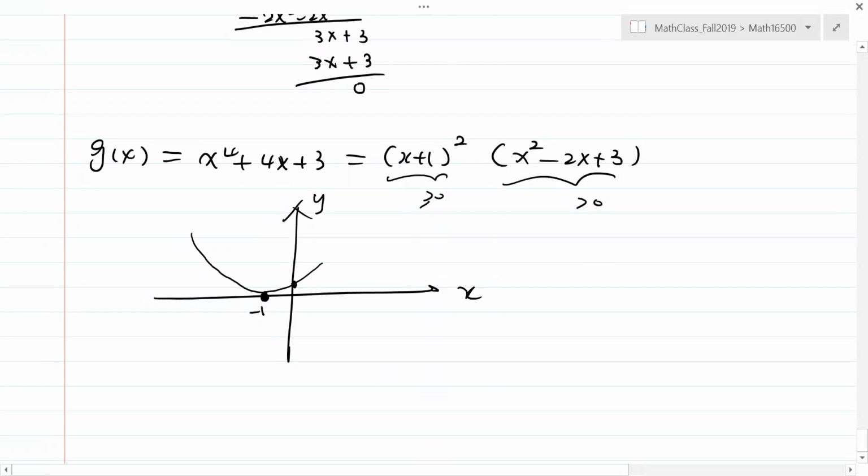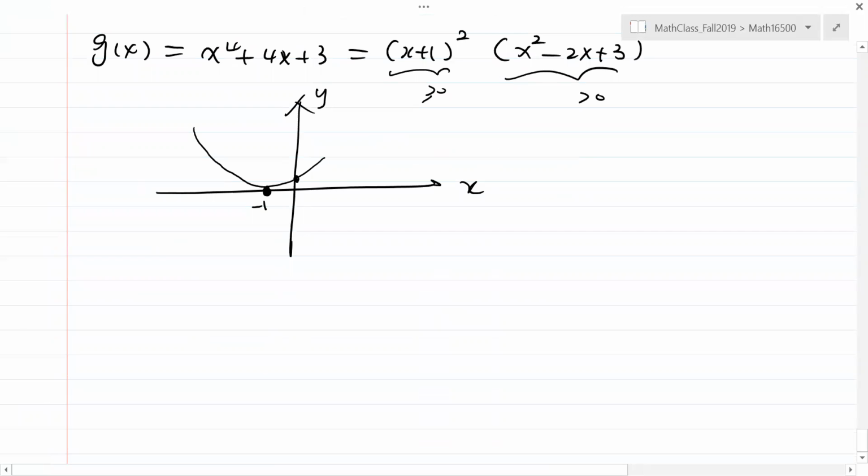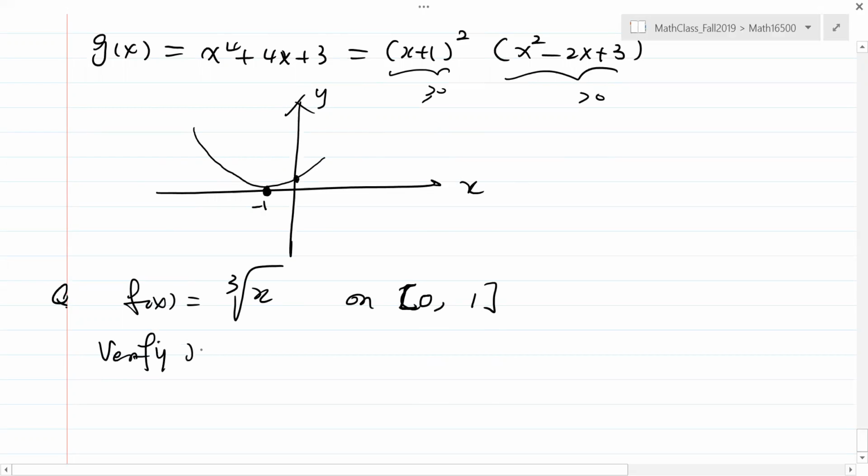So for this part of the section, we have two types of problems. One is verifying the mean value theorem. Second is the application of the mean value theorem to prove some equation has at most one root. Okay, so finally, let's review this problem. I'm going to look at the cube root of x on the interval from 0 to 1, okay? Now, verify the mean value theorem for this function.